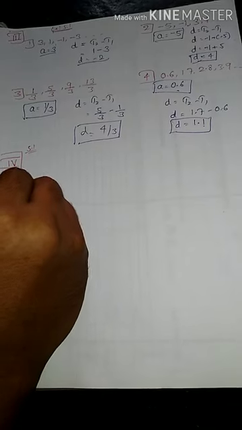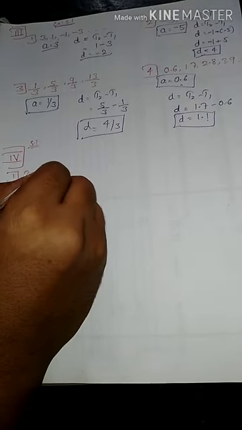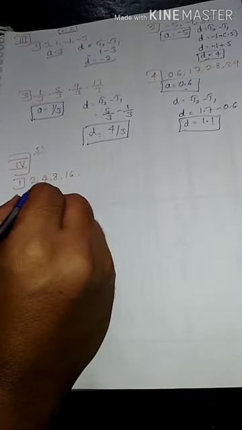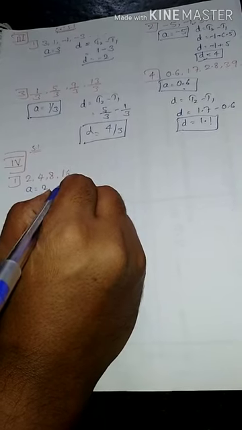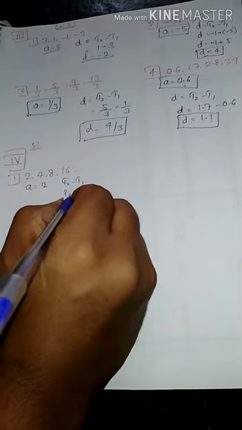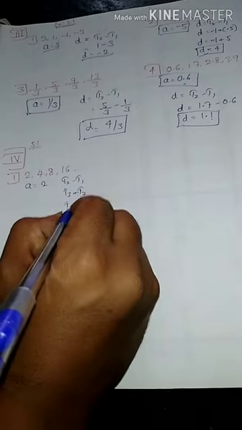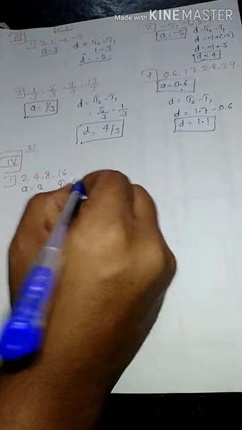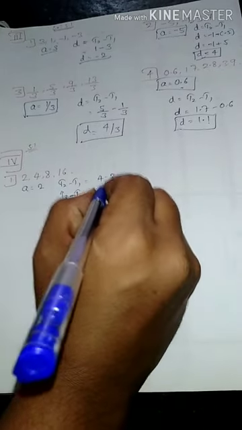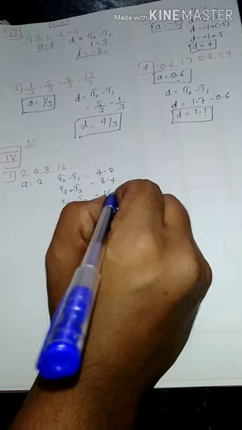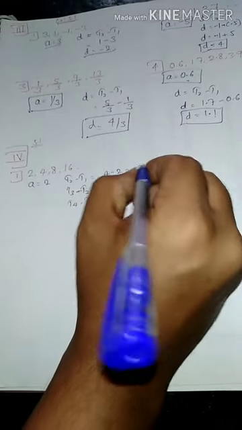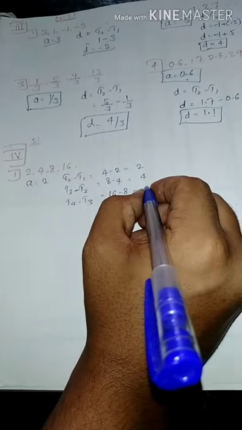So first example, 2, 4, 8, 16. Here some sequences are given, and we have to find whether they are in AP or not. So first term a is equal to 2 and the common difference. How to find common difference? T2 minus T1, T3 minus T2 and T4 minus T3. T2 minus T1, 4 minus 2, T3 minus T2, 8 minus 4 and T4 minus T3, 16 minus 8. So 4 minus 2 is 2, 8 minus 4 is 4 and 16 minus 8 is 8.